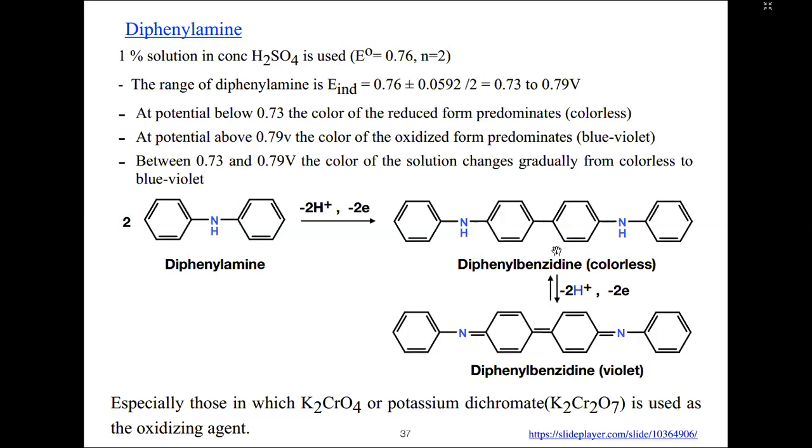Know the mechanism. And this diphenylamine is especially used when you are using K2CrO4 or K2Cr2O7 as an oxidizing agent.